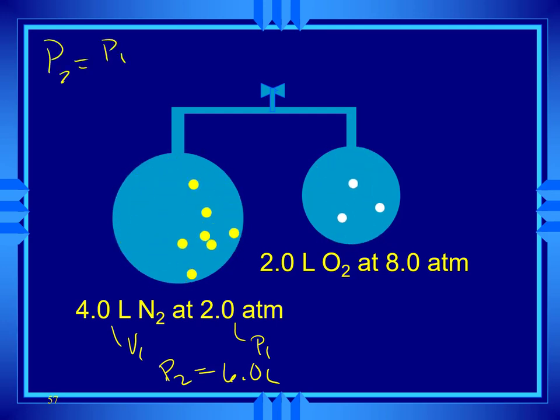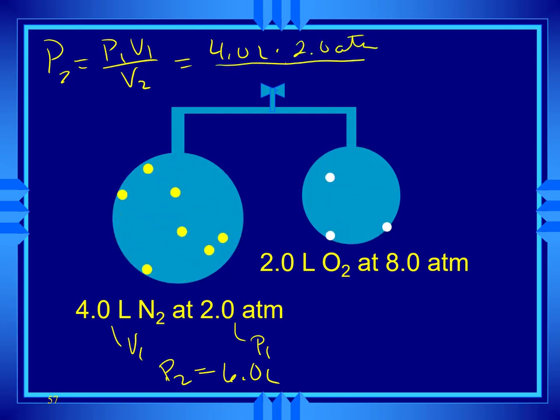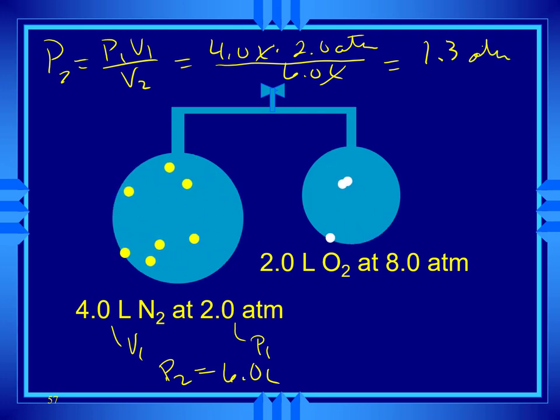P2 equals P1, V1 over V2. 4.0 liters times 2.0 atmospheres divided by 6 liters. And that's 8 divided by 6, that's 1 1/3, that's 1.3 atmospheres. So when I open up the valve, the pressure of nitrogen would drop because it's got a bigger container.